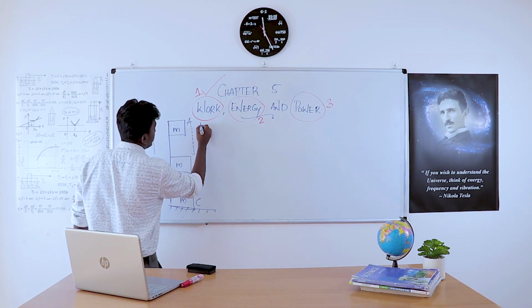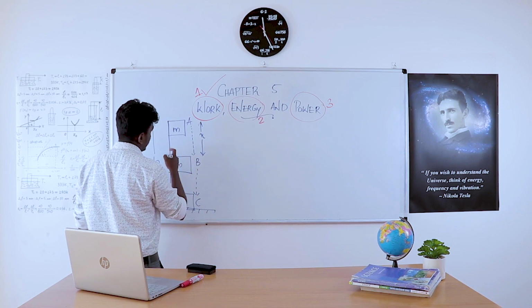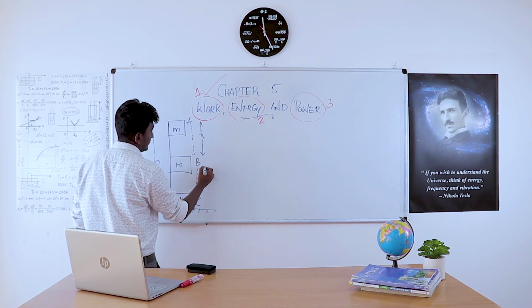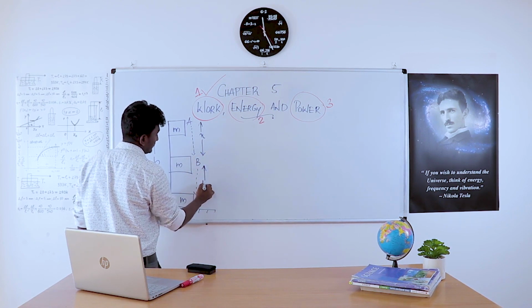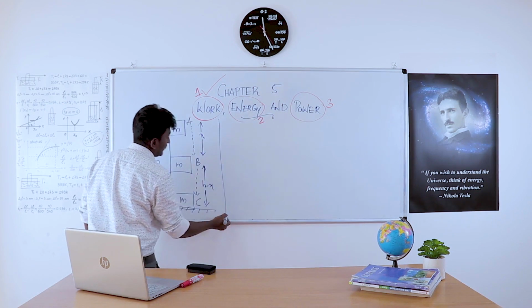The distance from A to B is taken as x. Then the total height is h, therefore the remaining height is h minus x. Now you have to find the total energy.